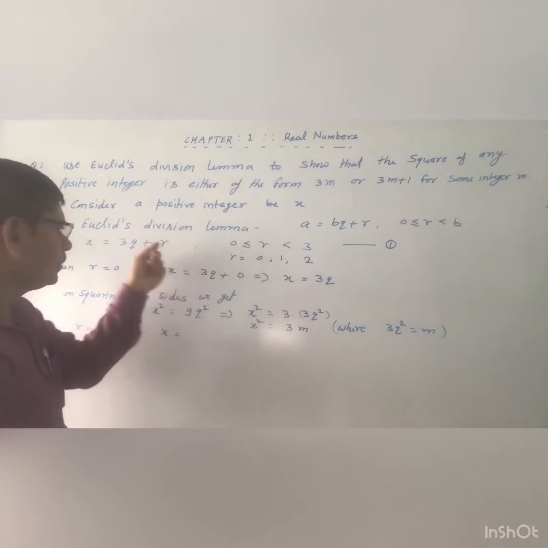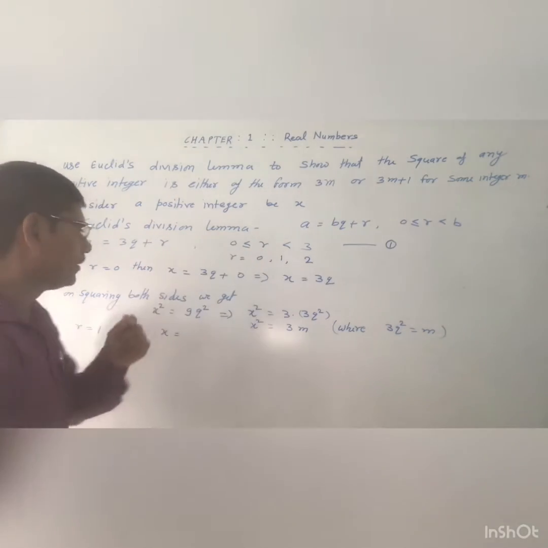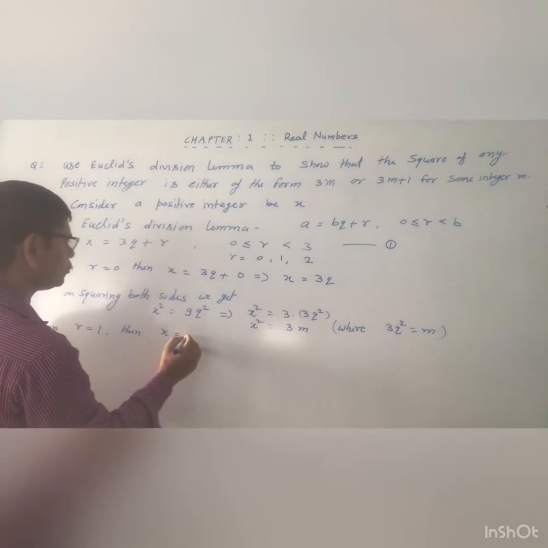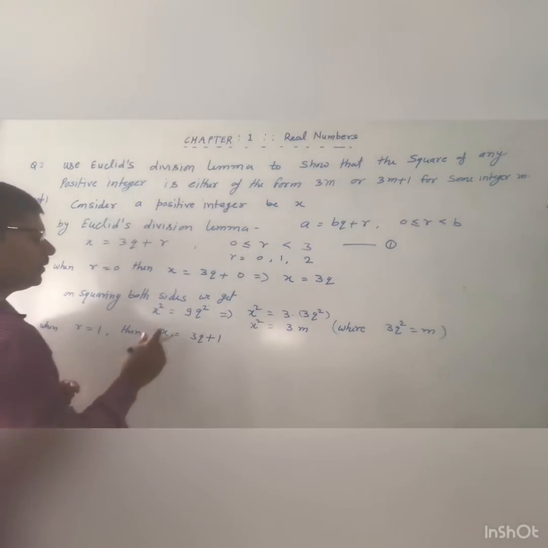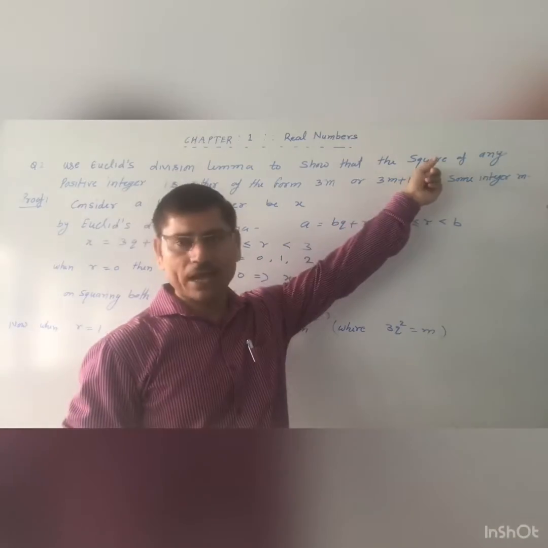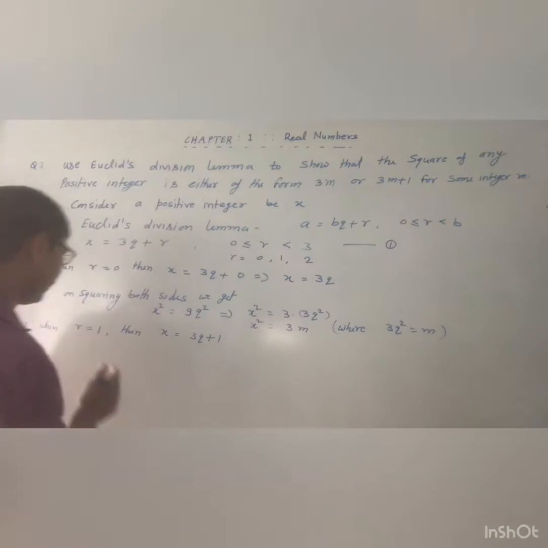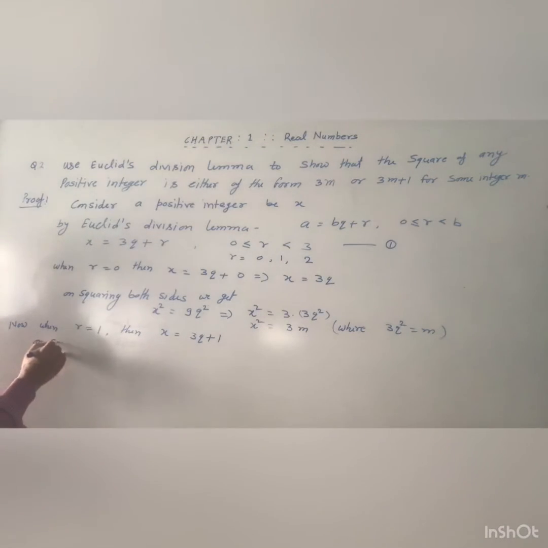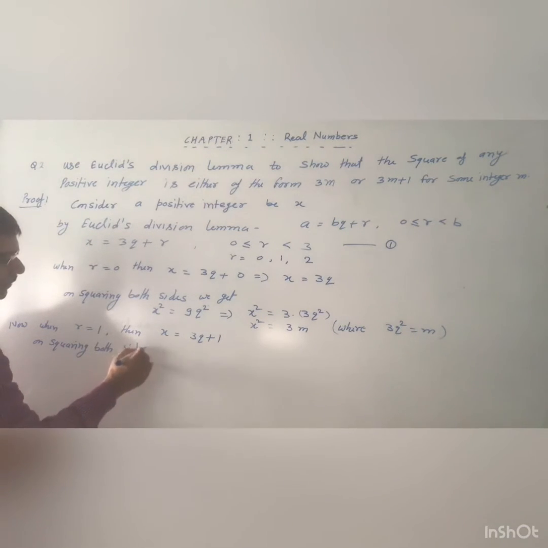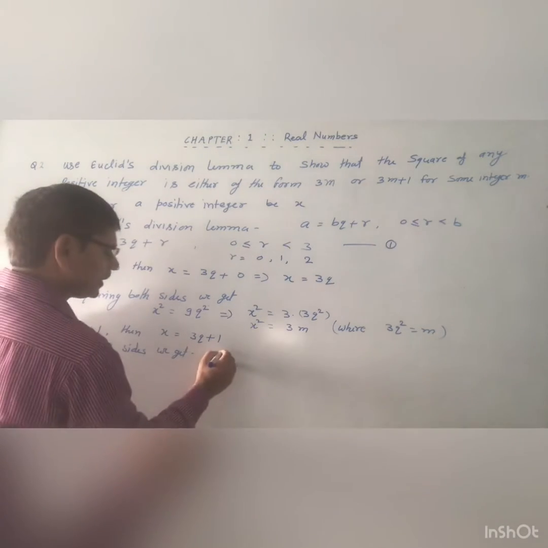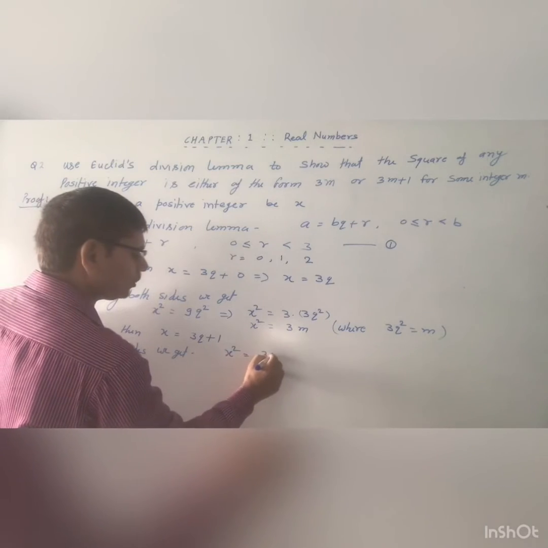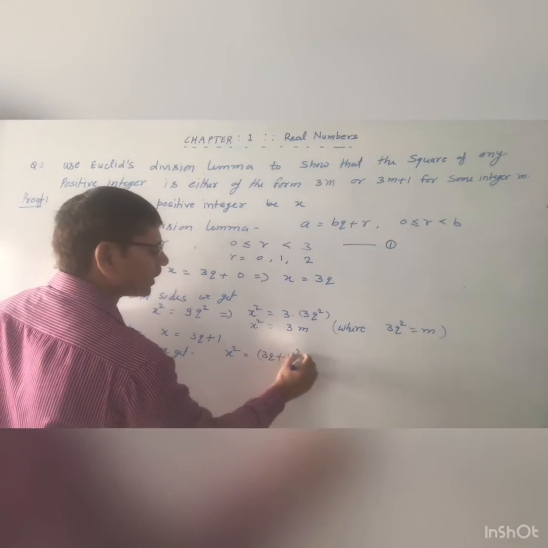You will put the value of r, that is 1. So you will get x equal to 3q plus 1. Okay. Now again the question says the square of an integer, so squaring both sides, we get x square equal to (3q plus 1) whole square.